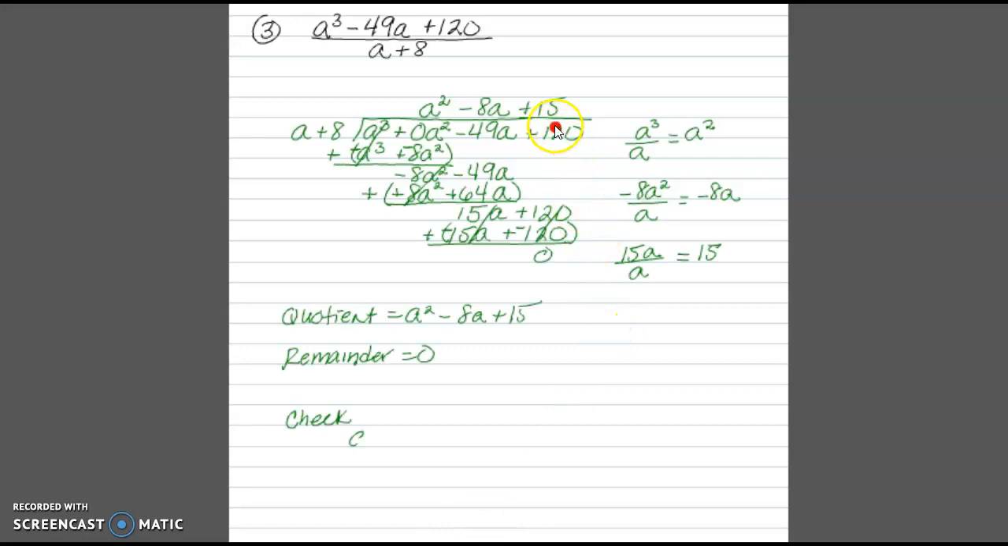Okay, so then I went ahead and took the next step as well. So after you add, you have 15a at the bottom. Divide by a, you have 15. That 15 goes up top, multiply back. So again, take a moment, pause this, check these steps. And then when you add the opposites, you have a remainder of 0. So in this case, the quotient is a squared minus 8a plus 15, and the remainder is 0.